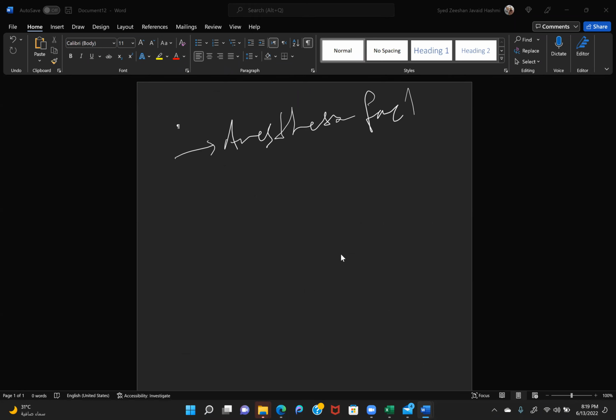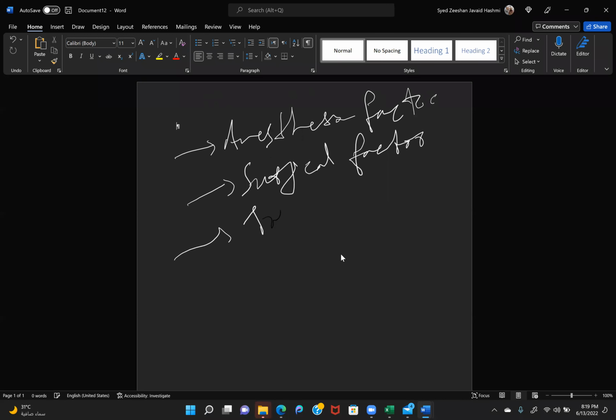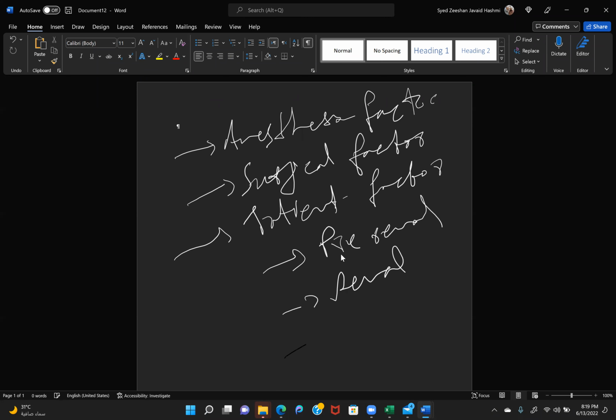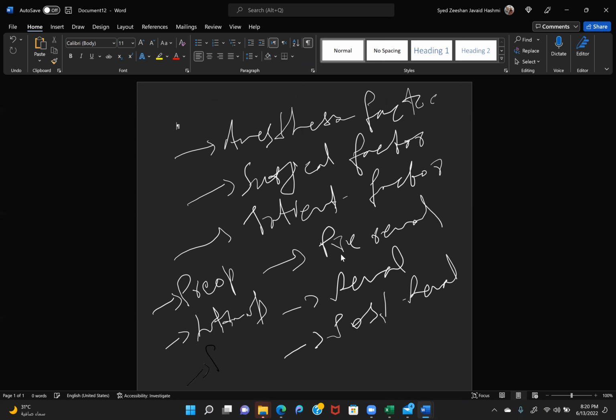Okay. So anesthesia factors, surgical factors, patient factors, or you can divide it into pre-renal, renal, and post-renal, and you can do it as pre-operative, intraoperative, and post-operative.